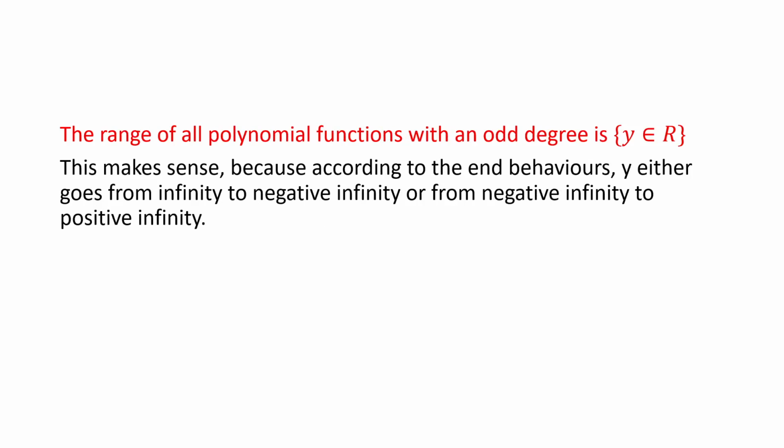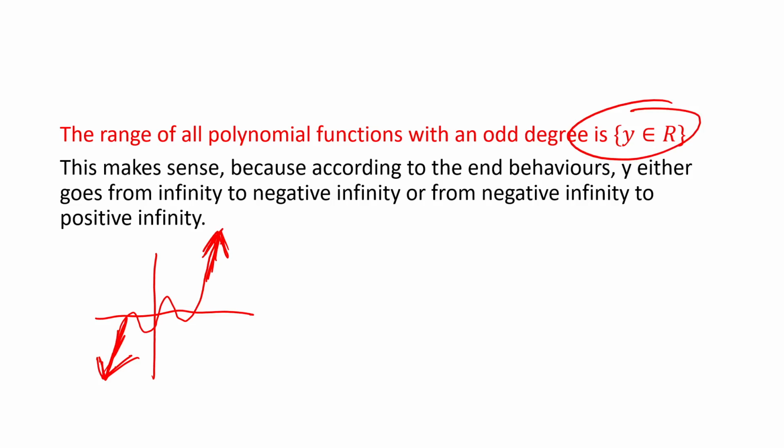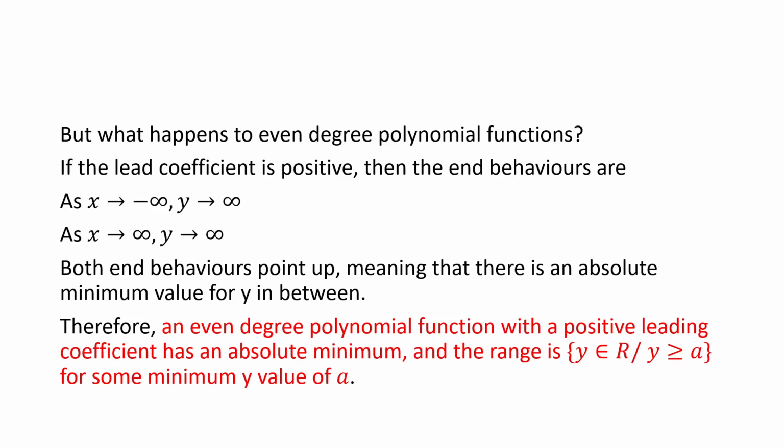The range of all polynomial functions with an odd degree is y element of the reals. Now this makes sense. If we have a polynomial function with an odd degree and a positive leading coefficient, our end behaviors are as shown. Now, the curve might do some fancy turning in the middle, but it's ultimately going to go down to negative infinity in terms of the y value and up to positive infinity in terms of the y value. So if it's an odd degree function, the range is guaranteed to be the set of all y element of the reals. But what happens to even degree functions?